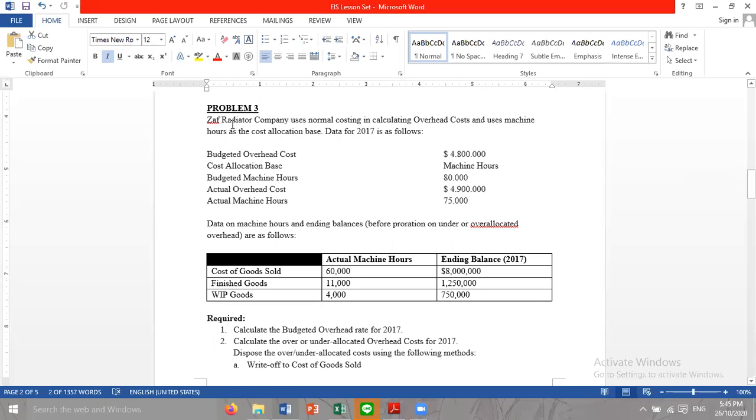So problem 3. Zaf Radier Company uses normal costing in calculating overhead costs and uses machine hours as the cost allocation base. Data for 2017 is as follows. Here we have a few data: the budgeted overhead cost, the cost allocation base or cost driver, which is machine hours, then the budgeted machine hours, and then the actual overhead cost and actual machine hours.